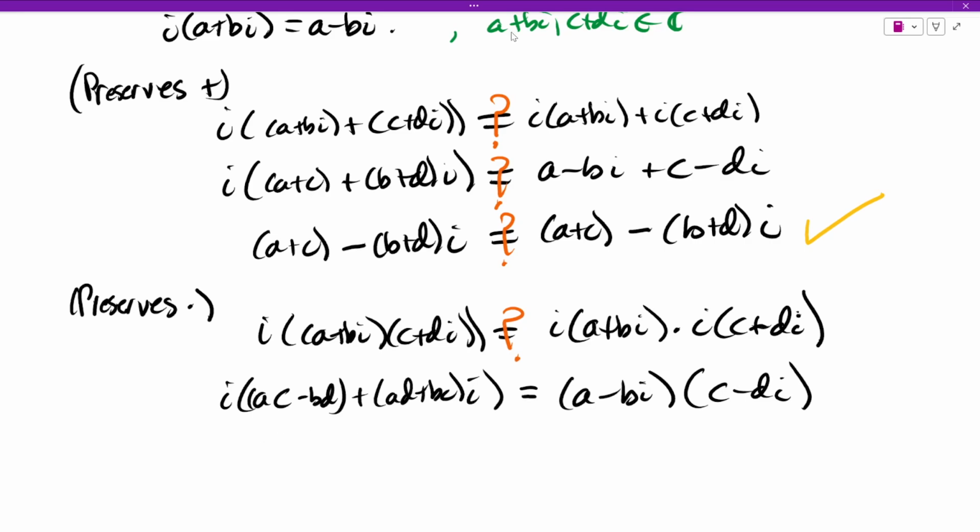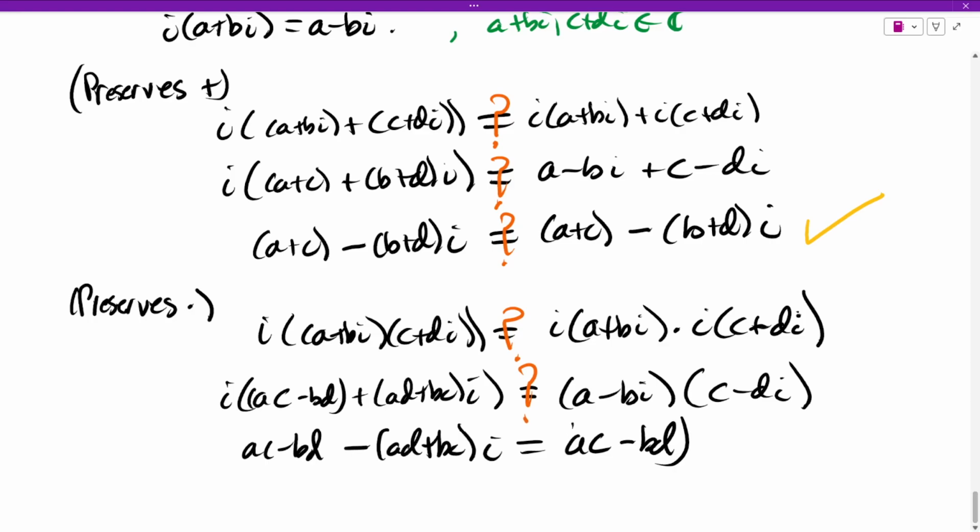Iota just negates the imaginary part. So on the left-hand side, what we're going to get is ac minus bd minus (ad plus bc)i. And on the right-hand side, we multiply it out, right? So we get ac, and then negative bi times negative di is positive bdi squared, but i squared is negative 1. And then our cross terms are going to be negative ad and negative bc. So are these the same? Yeah, if I pull out the negative, they're the same. Great, so it preserves products.